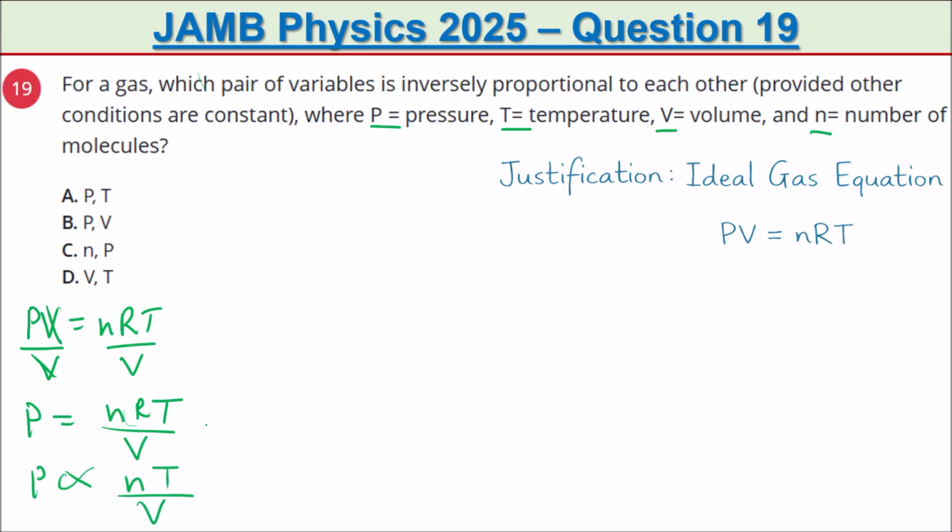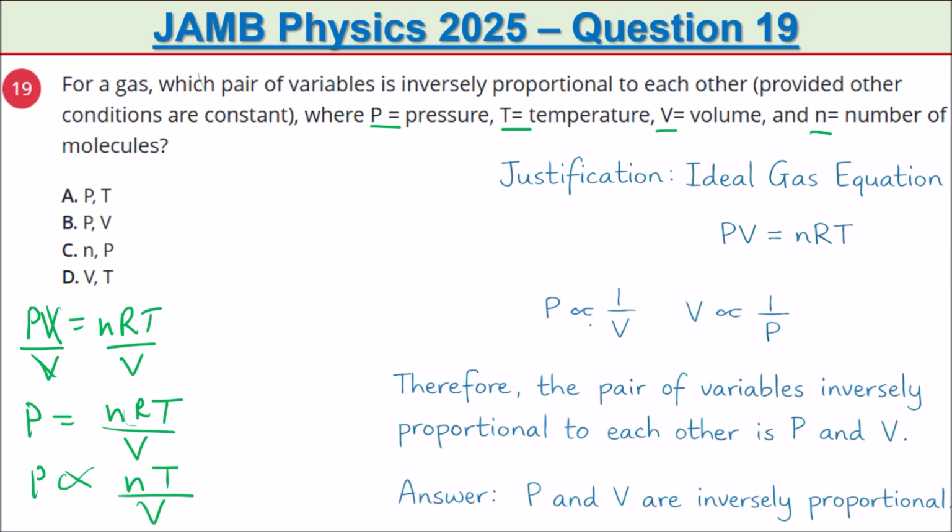So we can safely say P is inversely proportional to volume, but directly proportional to n and T. Therefore, the pair of variables inversely proportional to each other are P and V. So we have reached this from the ideal gas equation.